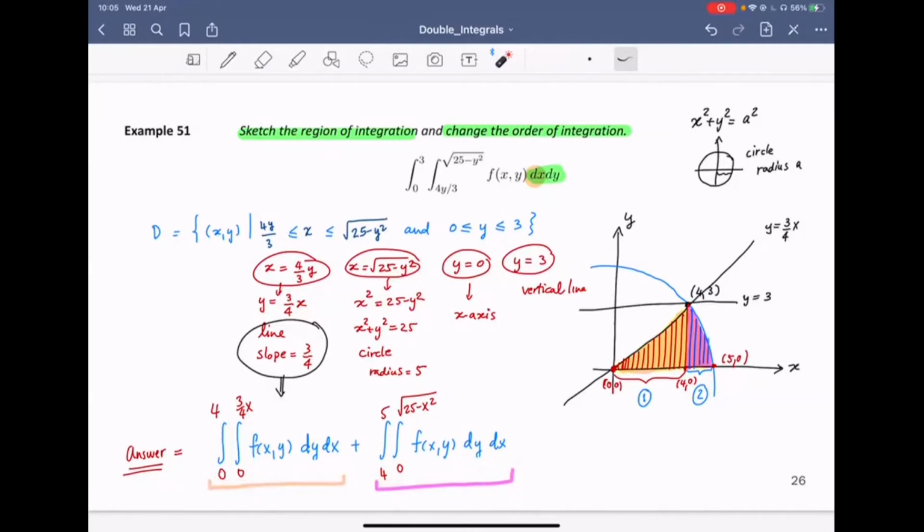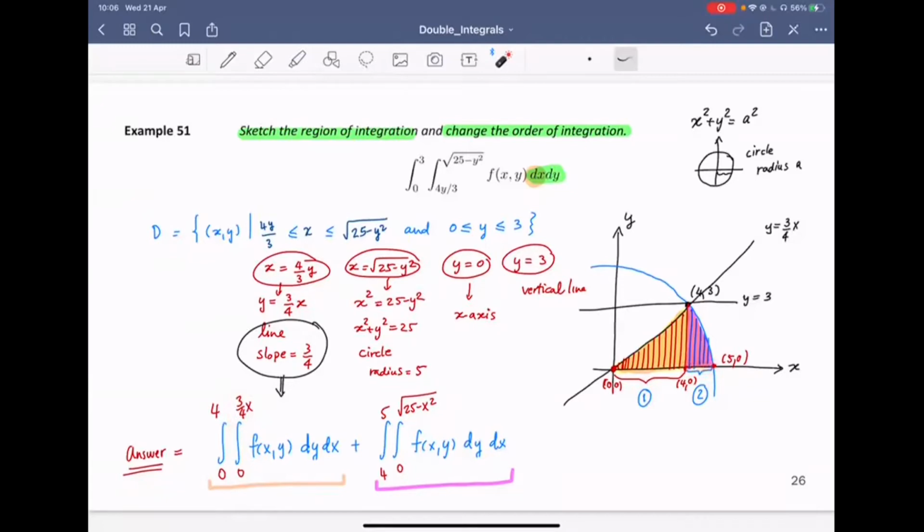The reason why you get two terms is because when you draw a vertical line, you get the region on the orange part, number one, that we have here. This is from x equal to 0 to x equal to 4. You draw a vertical line, and you start from the line y equal to 0 to the line y equal to 3 over 4 x. And here, y equal to 0 to y equal to 3 over 4 x. That means on the first piece, you start from 0 to 3 over 4 x.